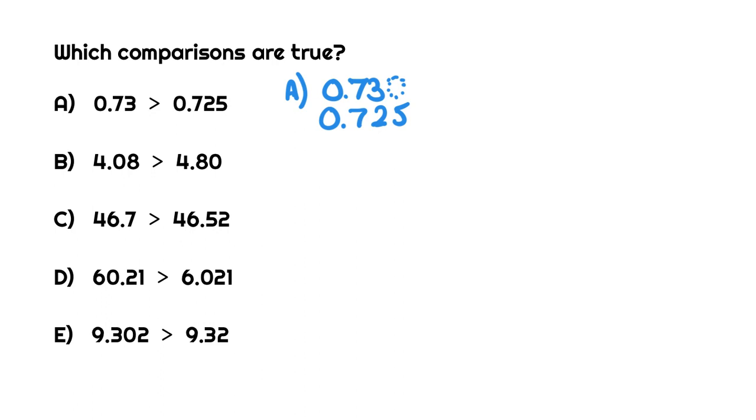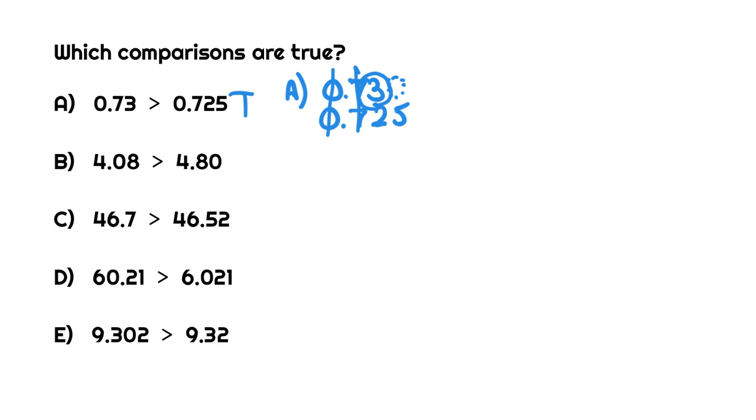Or you can look at it a digit at a time. Starting with the ones place on this one, you've got 0, 0, no help. 7, 7 in the tenths, no help. 3, 2 in the hundreds. Well, 3 is more than 2, so that means 73 hundredths is more than 725 thousandths. And so again, A is true. So it's whichever one works for you, chunks or digit at a time. I'll switch back and forth.